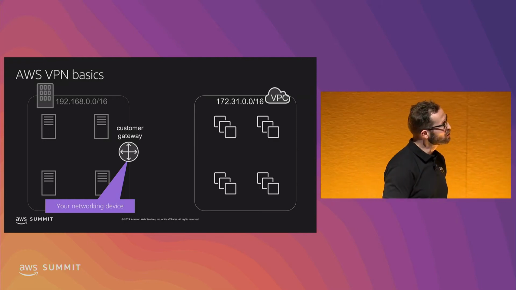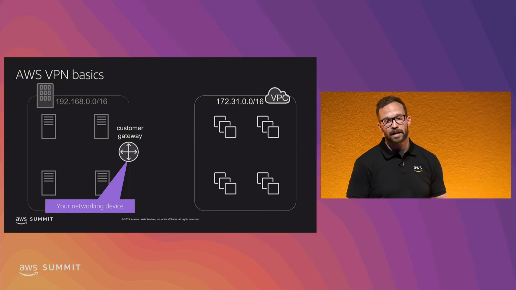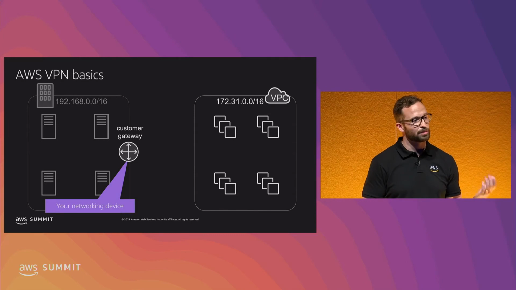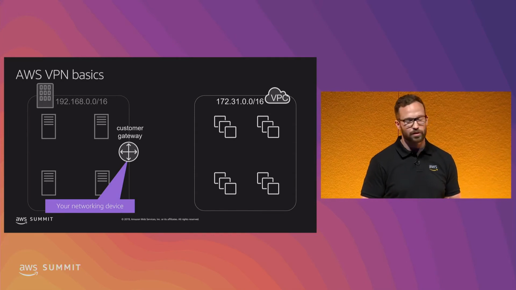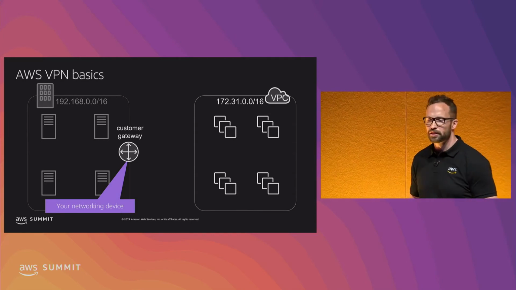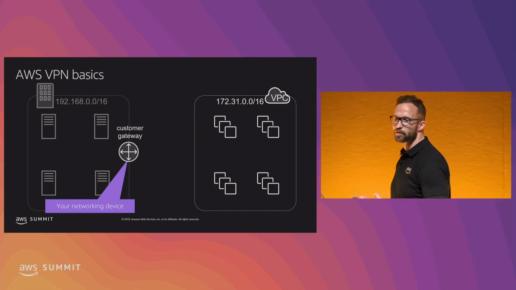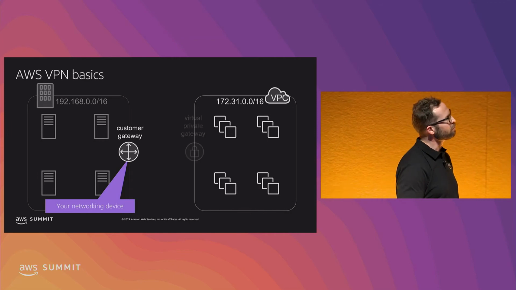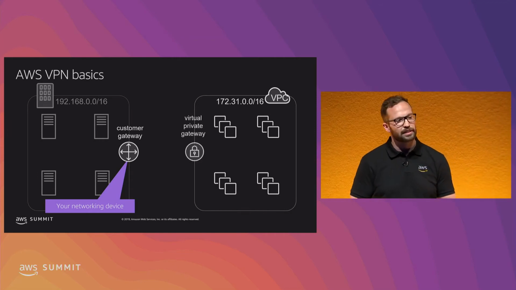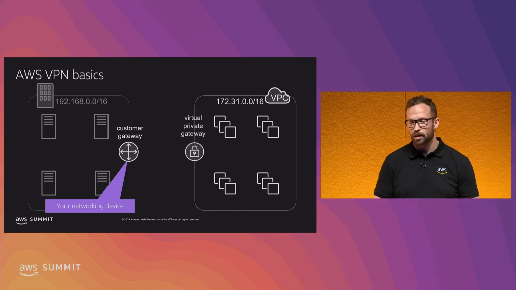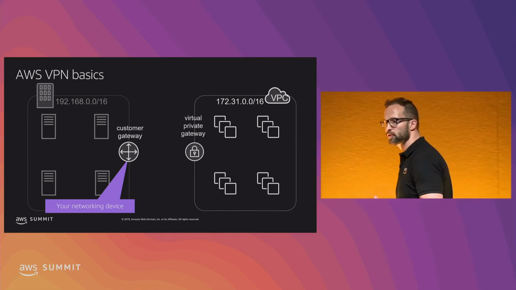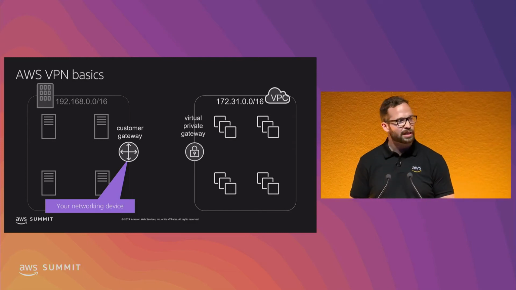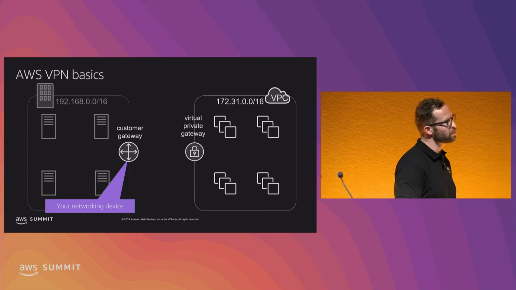So to set up your first VPN, first of all, you need to define the customer gateway, and this is going to be the on-premise end of your VPN connection. And this could be your router, your firewall, anything you manage on-premise that supports IPsec. On the VPC side, you'll create another gateway, a virtual private gateway that you associate to your VPC, and that will be the other side of your VPN connection.